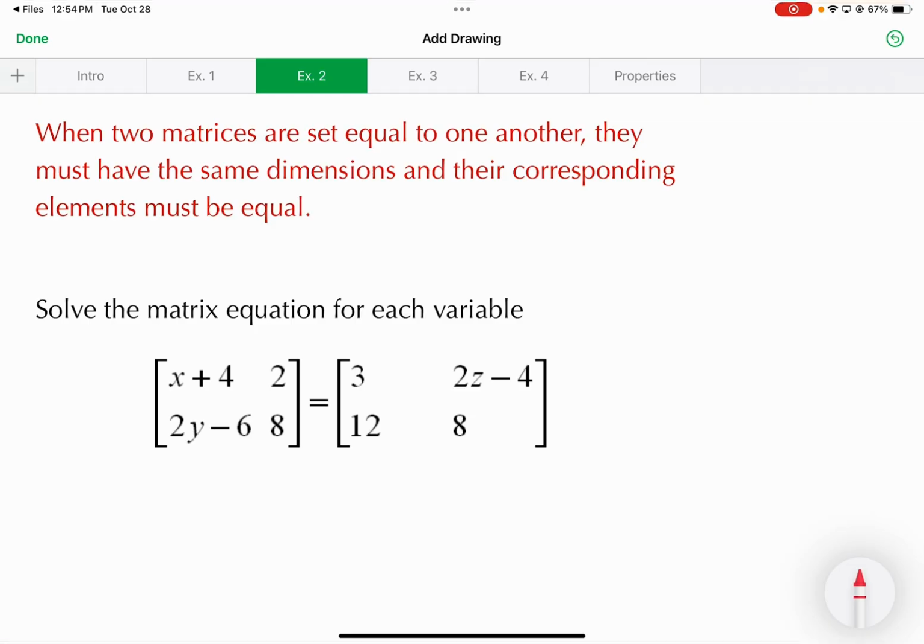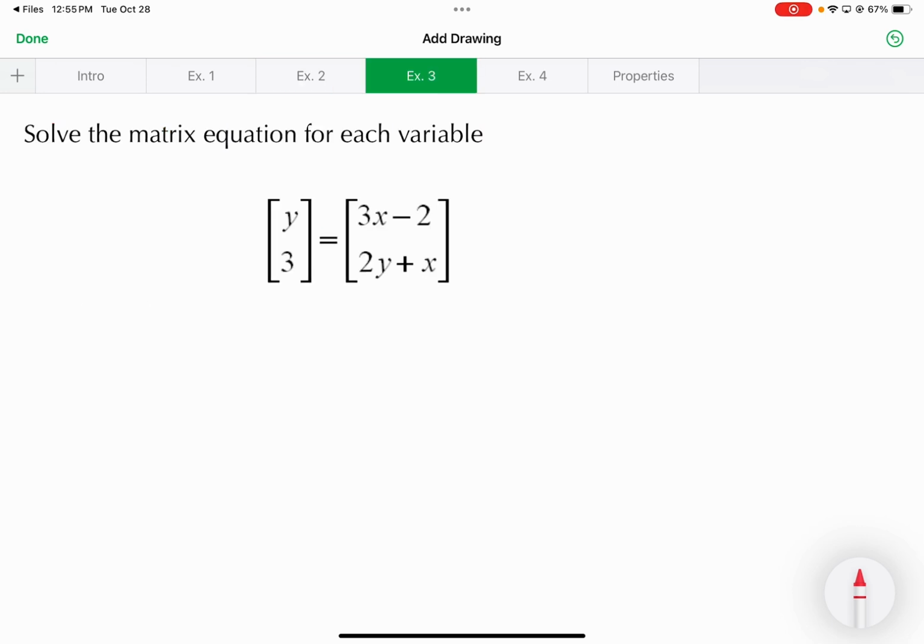And then when you set 2 matrices equal to each other, they have to have the same dimensions in order for us to set them equal to each other. And then we set the corresponding elements equal to each other, okay? So when we did this example, we just set x plus 4 equal to 3, set up a little mini equation and then solve it. So then we did that for each one of our elements of our matrix, okay?